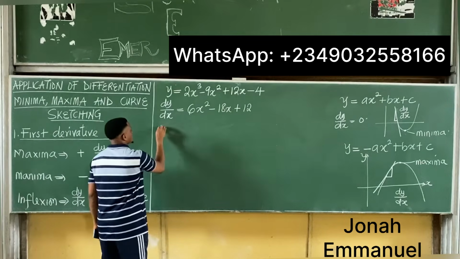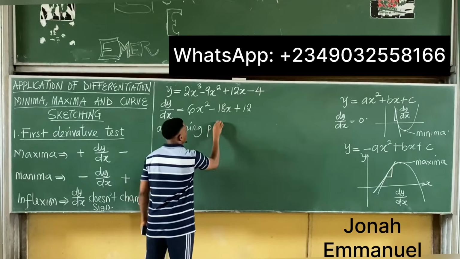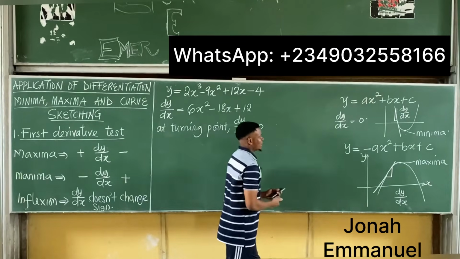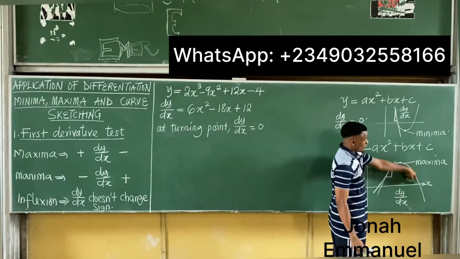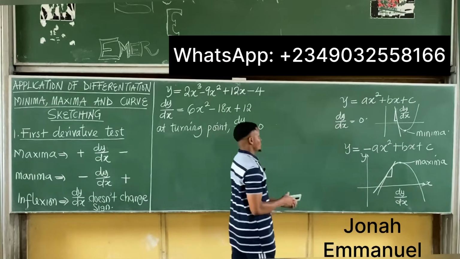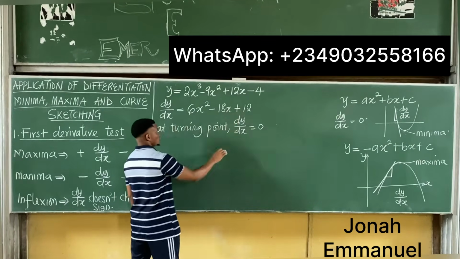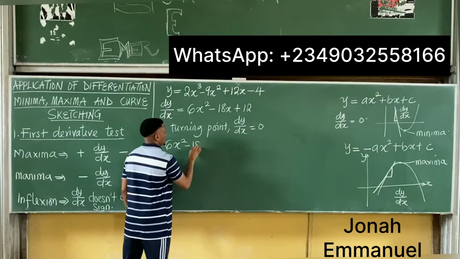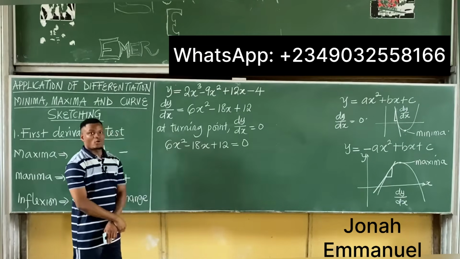So I'm saying at a turning point, dy over dx is equal to 0. At a point where it turns to give you a minima, or turns downward to give you a maxima, the change in y over change in x is equal to 0. If this is true, I have that dy over dx is equal to this, so I'll equate it to 0. Hence, I'll have 6x squared minus 18x plus 12 equal to 0. So I have a quadratic equation.